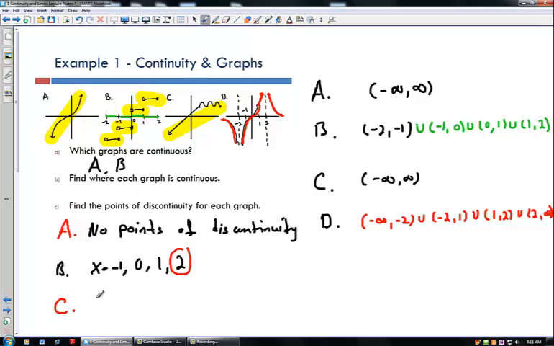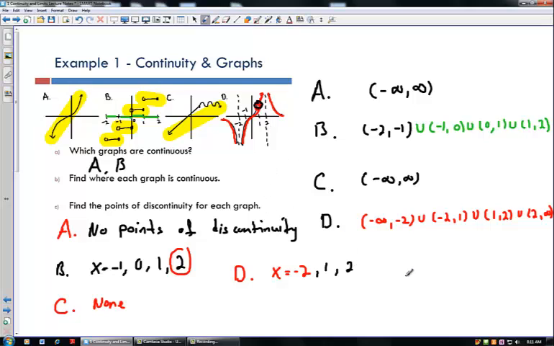And then for C, there's none. So let's just write none this time. So no points of discontinuity. And then for D, there's a couple. So for D, obviously at x equal to -2. That's actually a vertical asymptote, so that's a point of discontinuity. And then there's this open circle here, which I've colored in, but that's an open circle. And so at x equal 1, and then also x equal 2, because again you have this asymptote.